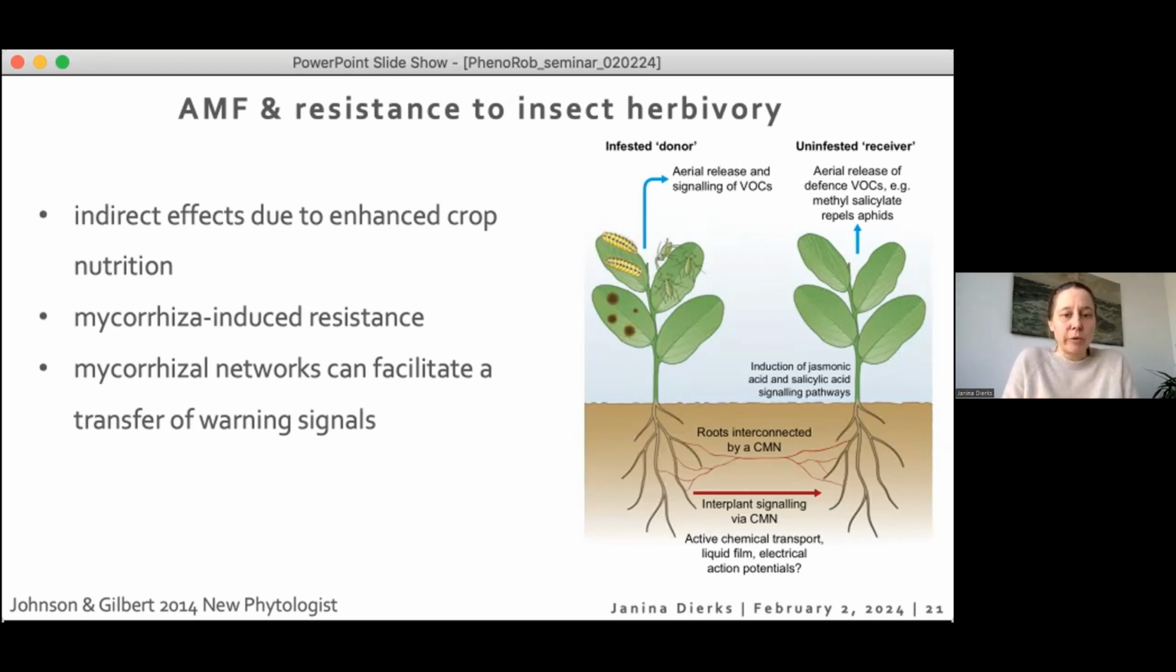This is referred to as mycorrhiza-induced resistance. And what I find particularly intriguing is that there's evidence for mycorrhizal networks to transfer warning signals. It's been shown under controlled conditions that intact mycorrhizal mycelia transfer warning signals from one plant that is attacked by insects to neighboring plants that are not yet attacked by insects. And the warning signals cause neighboring receiver plants to boost up their immune system, making them less susceptible to insect herbivory.